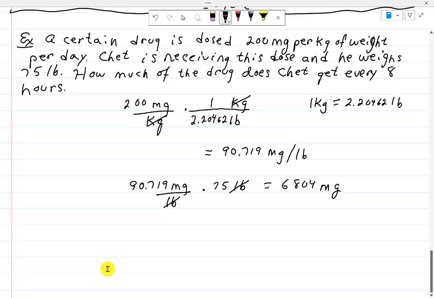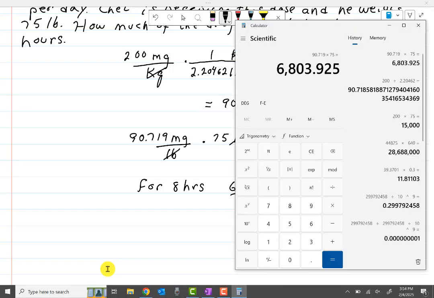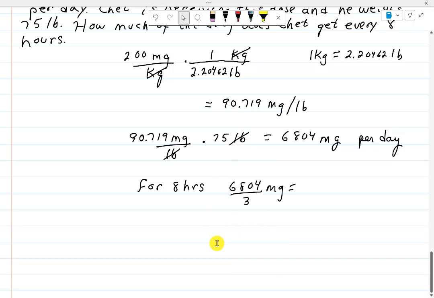Now what they want is this to be for 8 hours. So for 8 hours, this is per day, what we can do is divide it by 3 for 8 hours. We'll take our 6,804 divided by 3, and what do we get? I'm just going to say 2,268 milligrams every 8 hours.